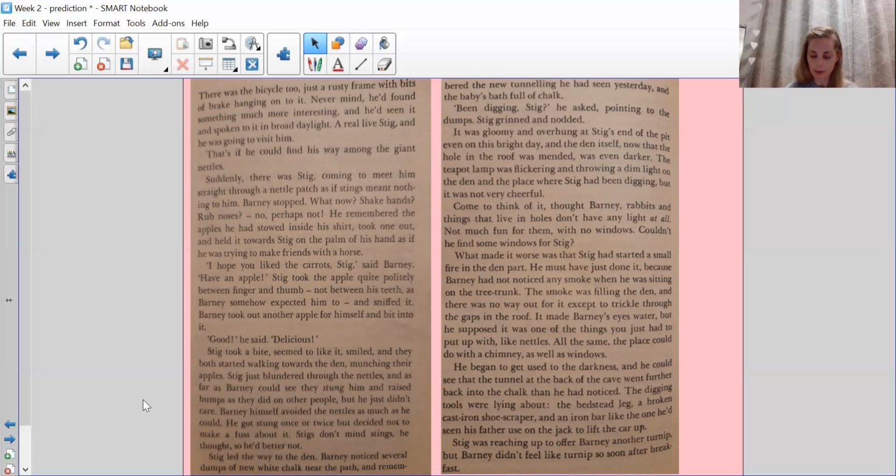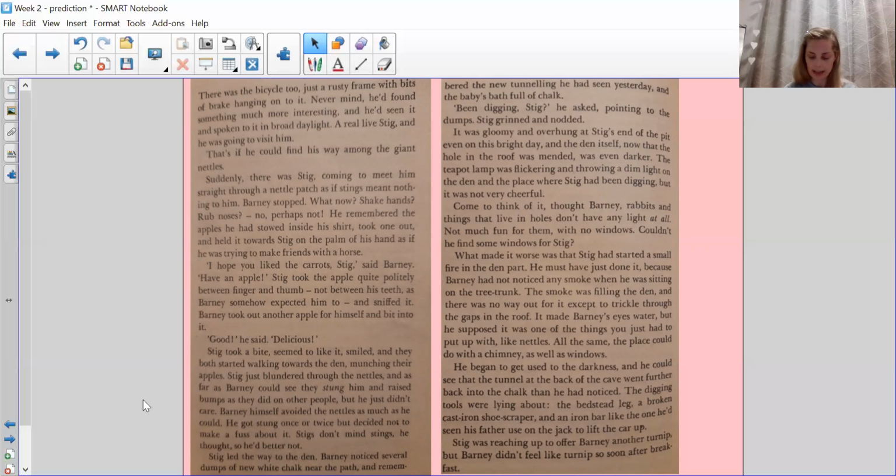Barney took out another apple for himself and bit into it. "Good," he said, "delicious." Stig took a bite, seemed to like it, smiled, and they both started walking towards the den, munching their apples. Stig just blundered through the nettles, and as far as Barney could see, they stung him and raised bumps as they did on other people. But he just didn't care. Barney himself avoided the nettles as much as he could. He got stung once or twice, but decided not to make a fuss about it. Stigs don't mind stings, he thought, so he'd better not.